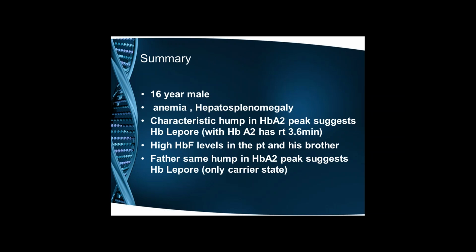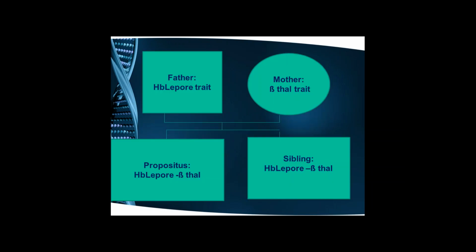The mother has thalassemia, the father has Hb Lepore trait, and what we have here is a child who is double heterozygous for both thalassemia and Hb Lepore. Along with the patient, the sibling also has the same features. So both children are compound heterozygous for Hb Lepore and beta thalassemia, and so have a thalassemia intermediate picture.